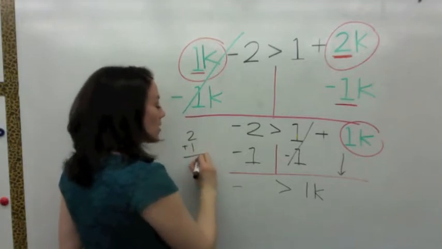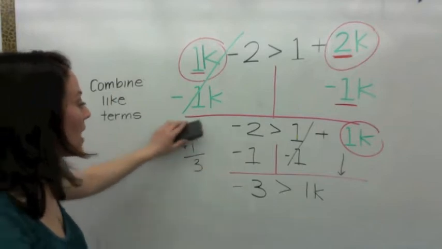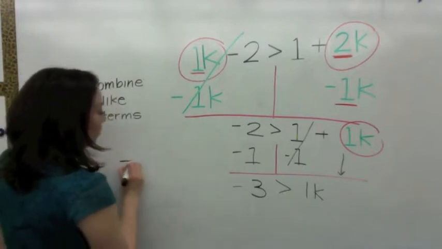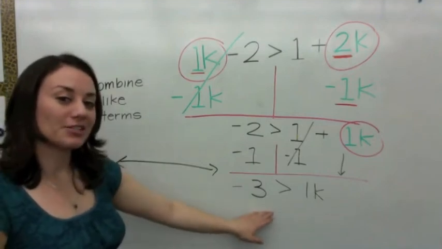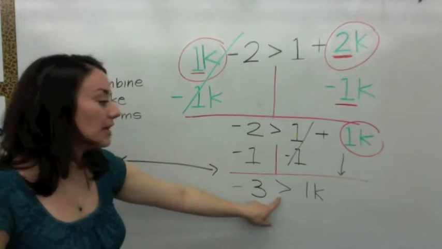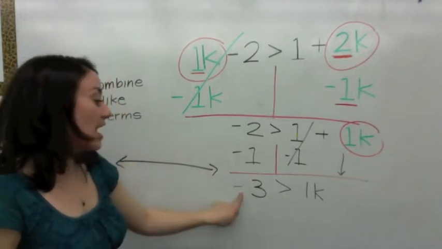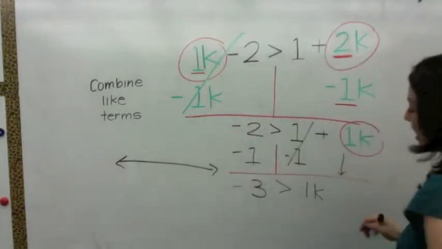2 plus 1 make 3. So it's -3. The last step, of course, is to graph the inequality. Be very careful here, my friends. We're not used to seeing it this way. If you read it like this, it says, read it with me, -3 is greater than 1k.